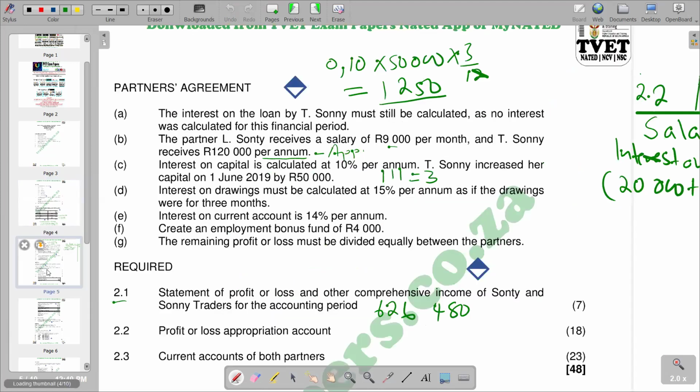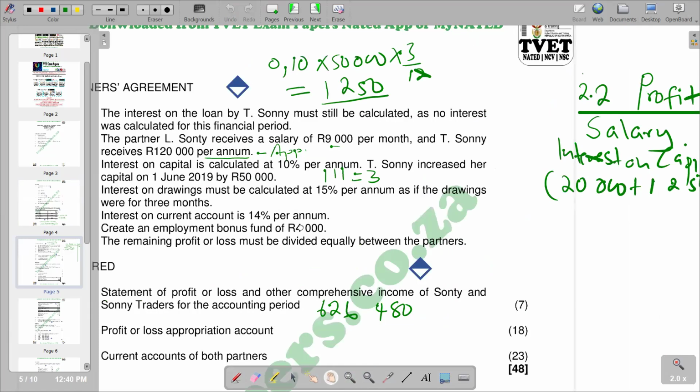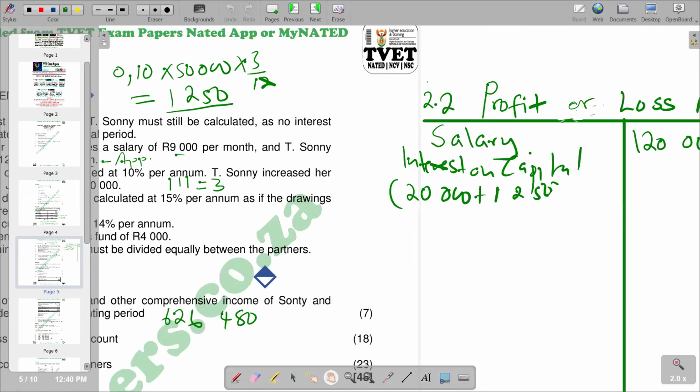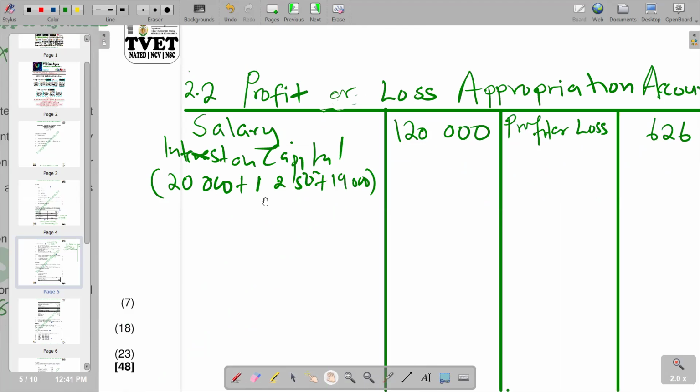So here we are saying plus our 19,000. So add it like that. You see the figure that you're going to get by saying 20,000 plus 1,250 plus 19,000 is 40,250. So here we've got 40,250.